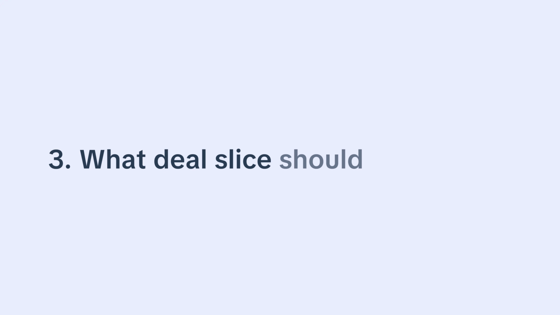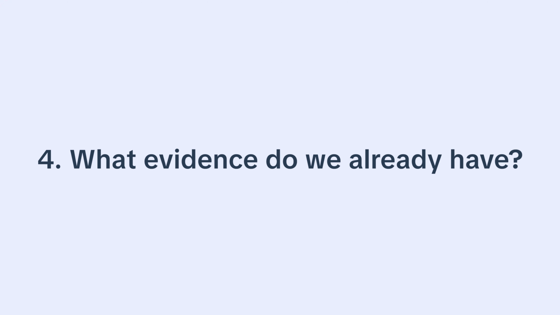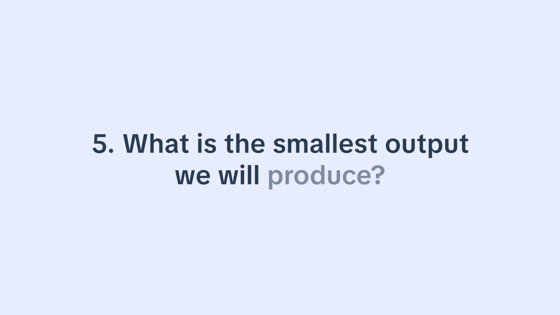Third, what deal slice should we review? You want to define the sample. For instance, closed won and closed lost deals, last 2 quarters, mid-market segment, deals above 25K, or competitor X present or suspected. Fourth, what evidence do we already have? This might include CRM exports, call recordings, conversational intelligence tool data, buyer surveys, rep notes, and manager observation. And fifth, what is the smallest output we will produce? Agree on a one-page insight brief rather than a full report.